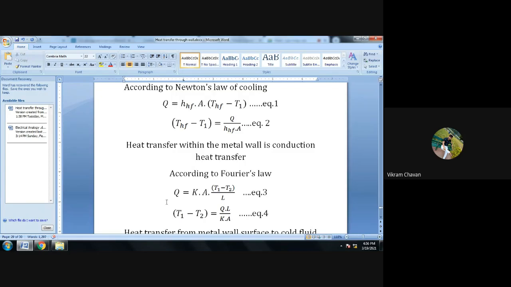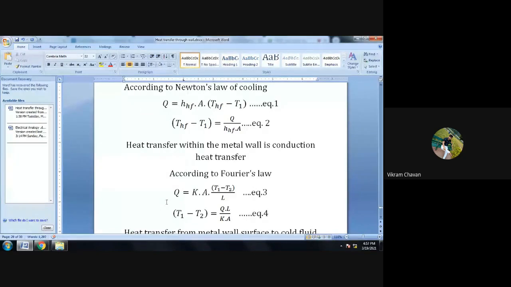Heat transfer within the metal wall is conduction heat transfer. To determine the heat transfer by conduction, we have to apply Fourier's law. According to Fourier's law, heat transfer within the wall will be given as Q is equal to K multiplied by A, where K is the thermal conductivity of the metal wall and A is the perpendicular surface area available for the heat transfer, multiplied by T1 minus T2.